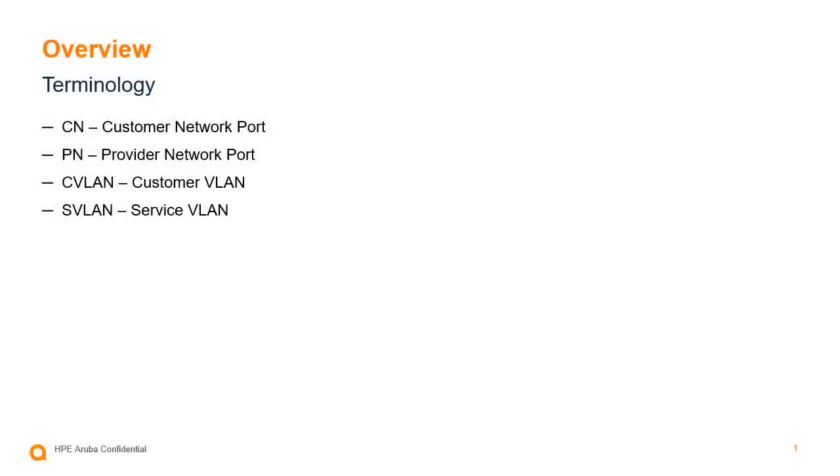So some terminology to be aware of. CN is the customer-facing network port. PN is the provider network-facing port. CVLAN is the customer VLAN, and these are standard VLANs. And the SVLAN, service VLAN, is the VLAN that encapsulates the customer traffic with the QinQ outer frame header.